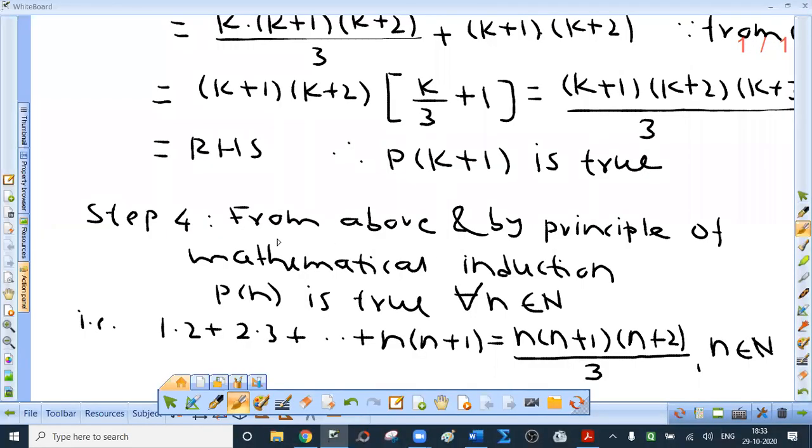So step 4: from above steps and by the principle of mathematical induction, P of n is true for all n belonging to N. That is, 1 into 2 plus 2 into 3 up to n into (n plus 1) is n into (n plus 1) into (n plus 2) upon 3, n belongs to capital N. So this was for sum number 6.